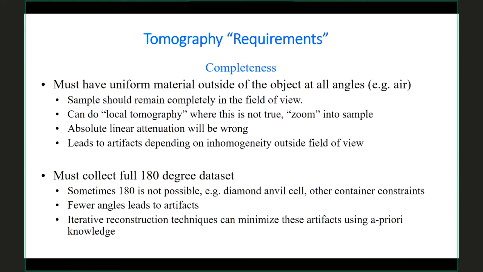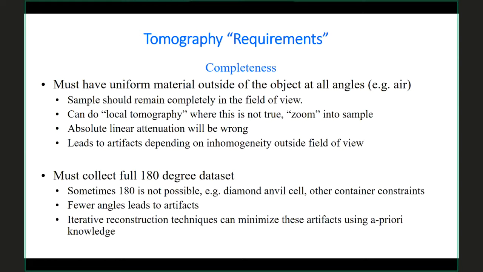Another requirement for tomography is completeness. You must have a uniform material outside of the object at all angles. In our case, that's usually air, but it wouldn't have to be. If you were imaging an object that was embedded in a uniform cylinder of epoxy, epoxy could be the material that you're referencing to rather than air. And so this means the sample should remain completely in the field of view as you rotate. However, we often don't want to do that.